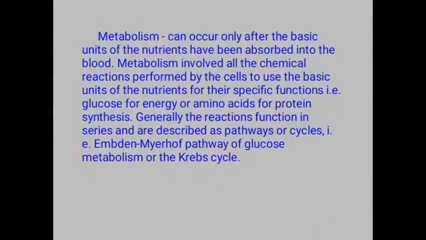Metabolism can occur only after the basic units of the nutrients have been absorbed in the blood. Metabolism involves all the chemical reactions performed by the cells to use the basic units of the nutrients for their specific functions, for example glucose for energy or amino acids for protein synthesis. Generally, the reactions function in series and are described as pathways or cycles. Examples are the Embden-Meyerhof pathway of glucose metabolism or the Krebs cycle.